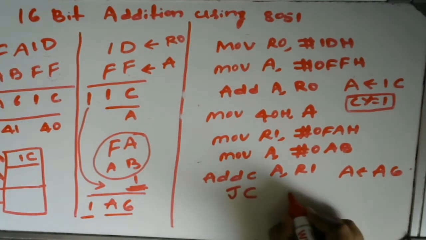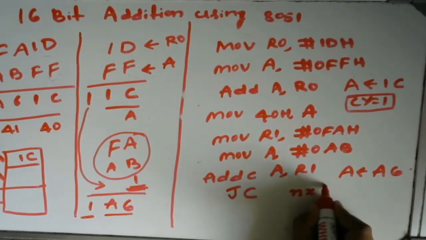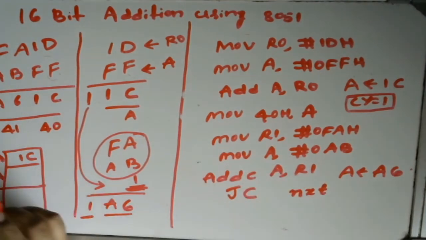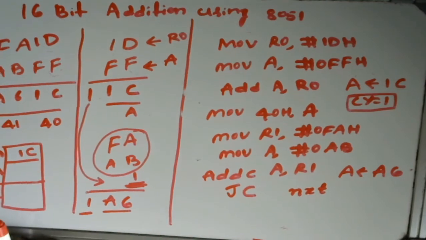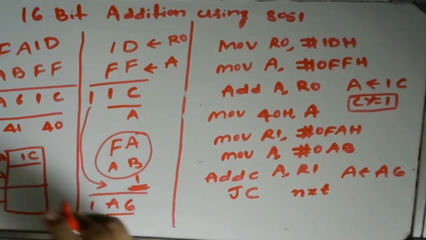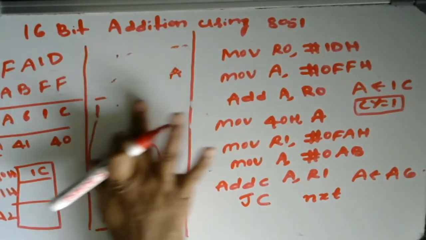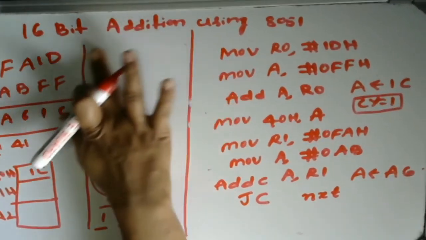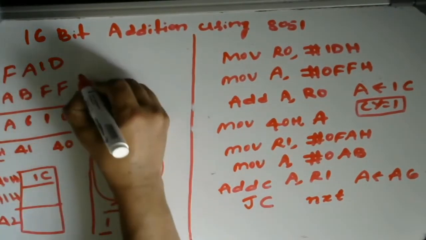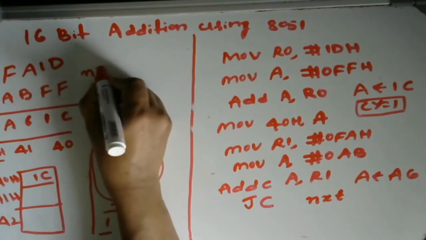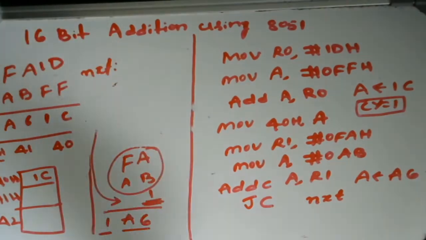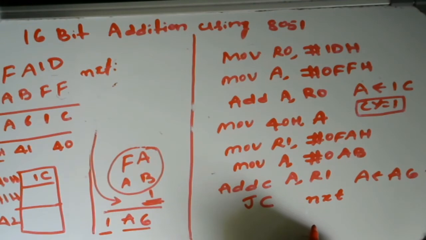If the carry is generated, then we have to store that carry in 42H. So what we can do is, I will write it just here, and I'll write this next. In the binary addition, the carry is nothing but only 1.